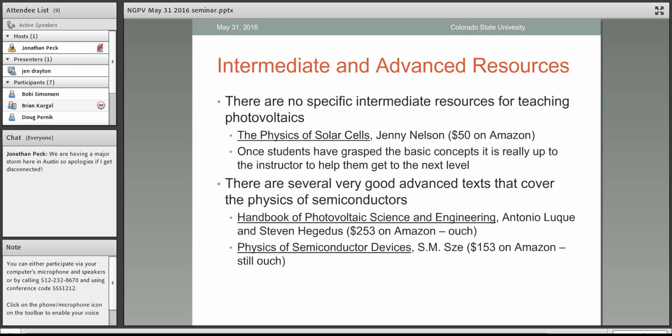But unfortunately, it does not have anything about deployment. It's only about the actual science of the solar cells. So it's really limited in that respect. You have to find another source when you want to teach the students about deployment.